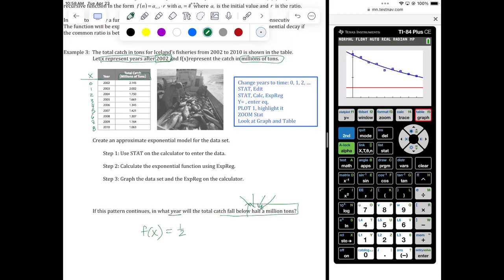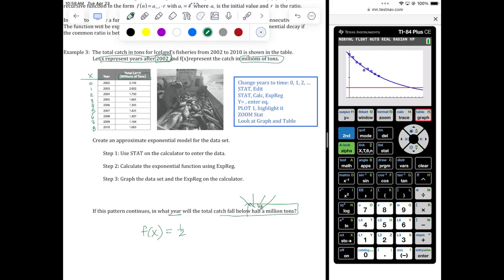So now I need to go out a little further to the right. So I go to my x max, and instead of 8.8, I'm going to go out to 20. I'm just going to go out to 20 years, and I'll hit graph. Now, if that still didn't work, I would go up more and more until you can see them intersecting on your screen. So I've got it, right?